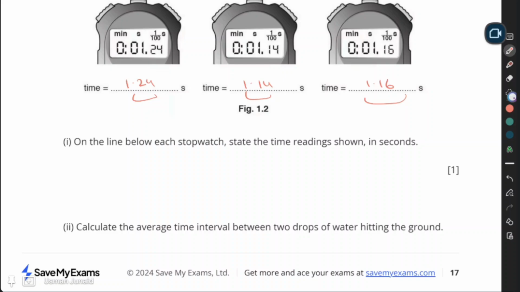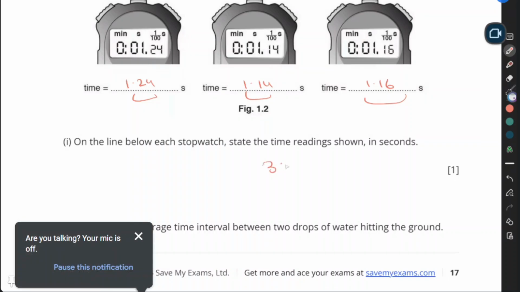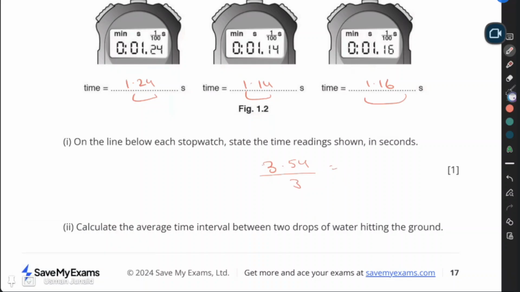How many values are there? Three values, right? And what is the total for all three values? 3.54. So 3.54 over 3. So what is the value that you're getting? 1.18 seconds. Yeah.